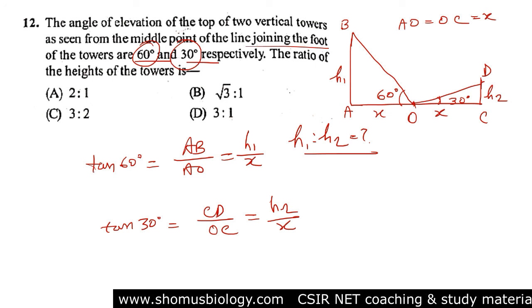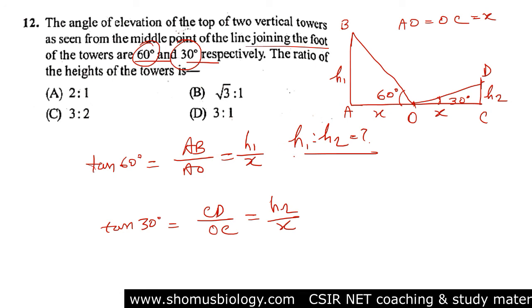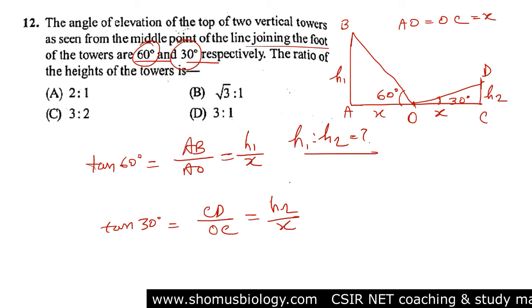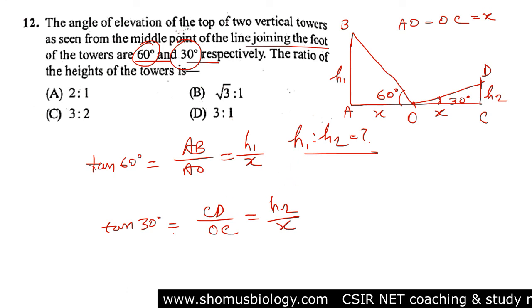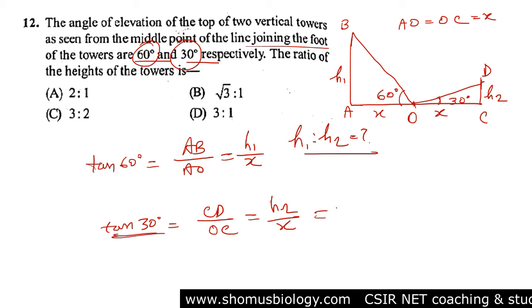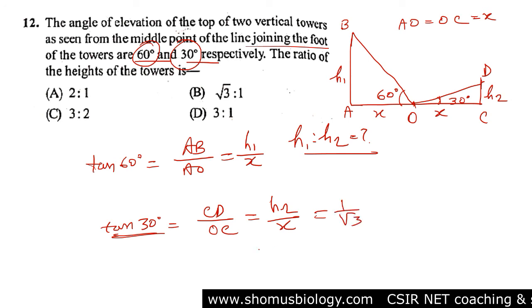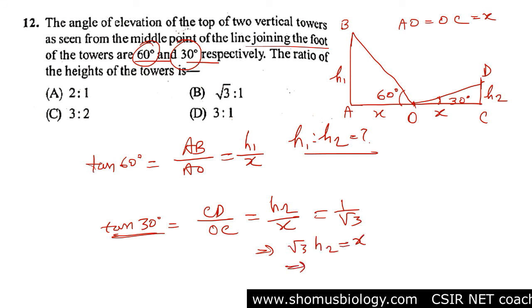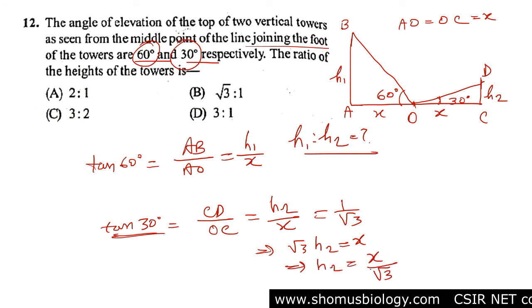So now we need to simply write the value of tan, and you need to remember the value of tan. I always mentioned that the value of tan would be the most important one that we use. Tan 30 degree, what is the value of tan 30 degree? Recall, 1 by root 3. So what will be the value here? Root 3 H2 equals X. So basically H2 equals X by root 3. So that is the height number 2.